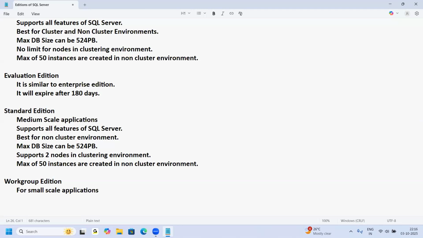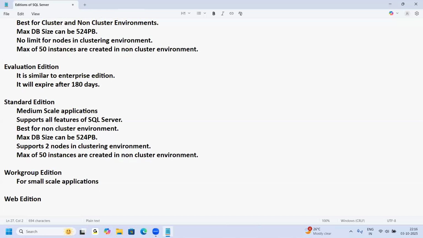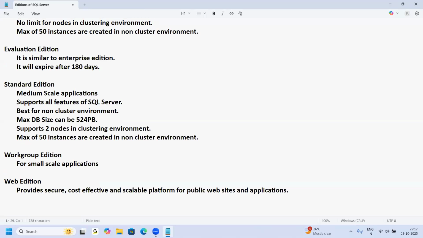Then we have something to learn about Web Edition. This is specially used when you want to make your public websites and public applications run on it. It provides a secure, cost-effective, and scalable platform for public websites and applications. Yes, that is called Web Edition.